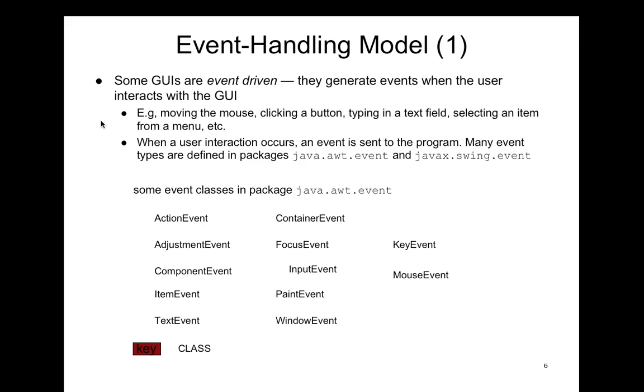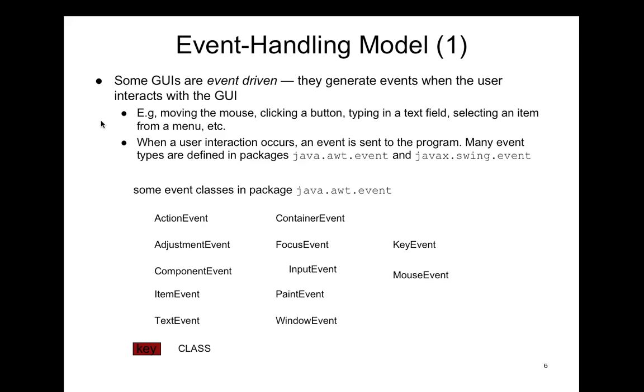So GUIs are event-driven, generating events by the users when they interact with the GUI. Here's some examples: moving a mouse, clicking a button, clicking in a text box, selecting an item from a menu. In fact, we'll see that demonstrated today. When the user interaction occurs, the event is sent to the program.